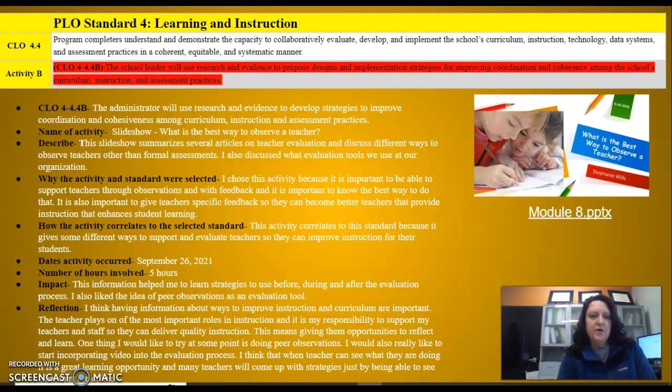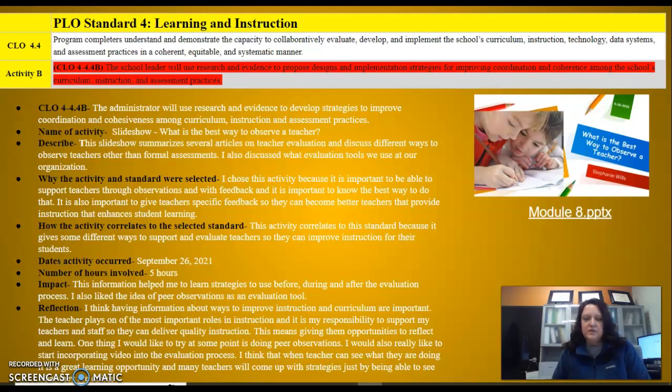I did another component of Standard 4. This component is 4.4b, and in my own words, it means the administrator will use research and evidence to develop strategies to improve coordination and cohesiveness among curriculum, instruction, and assessment practices.